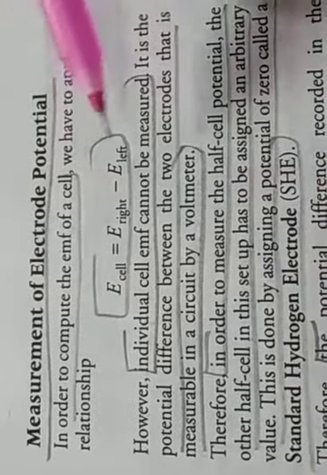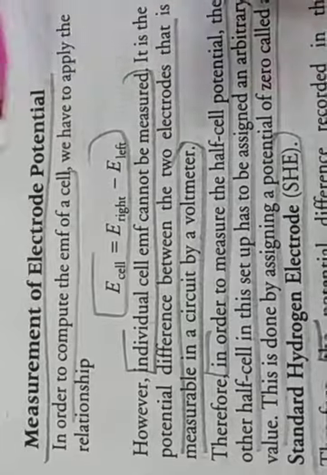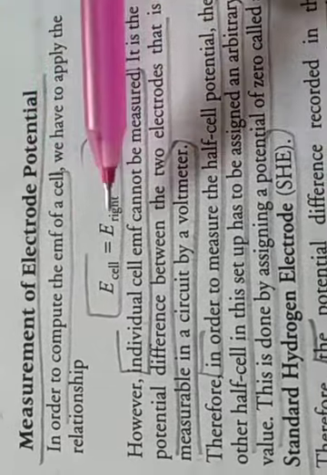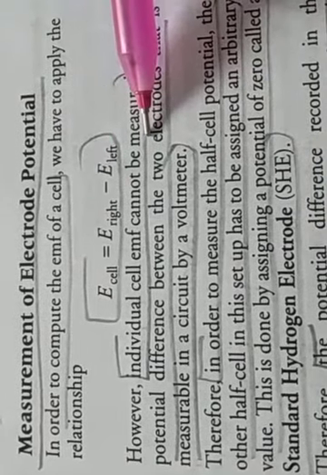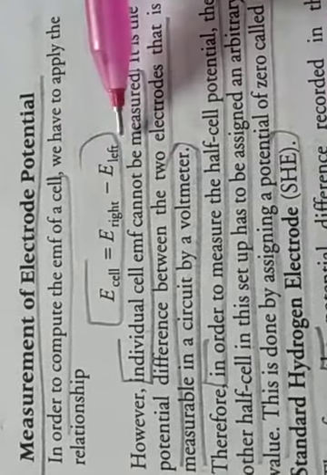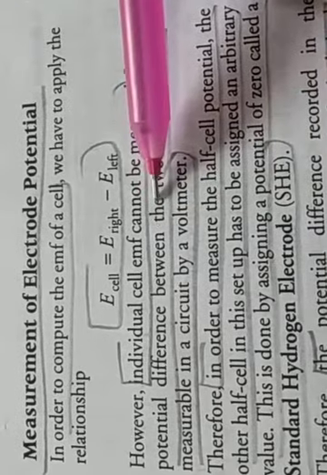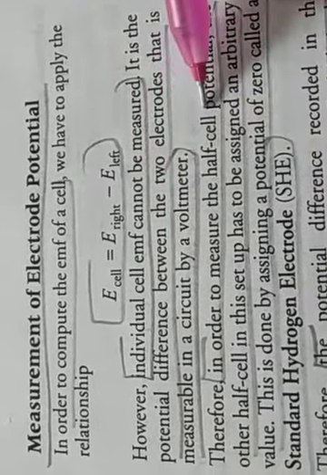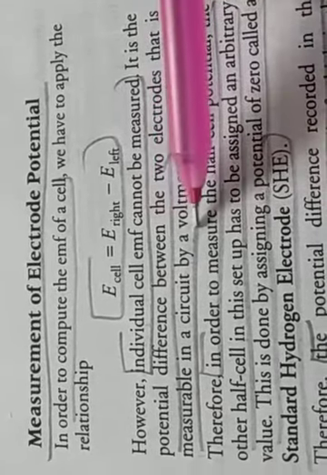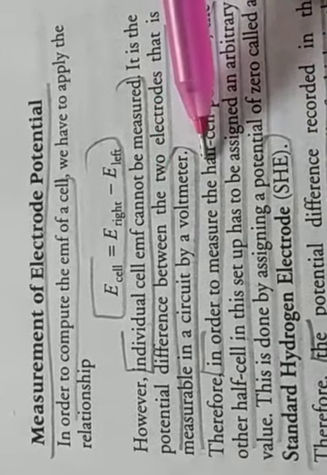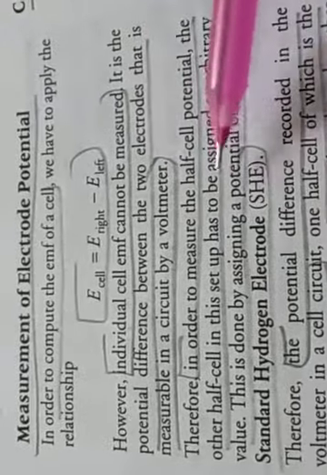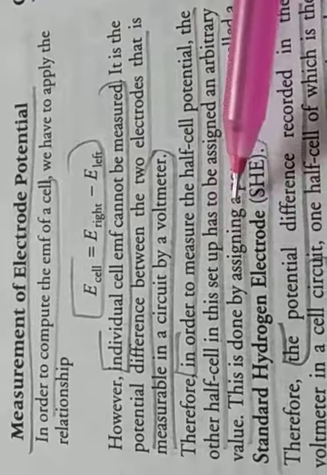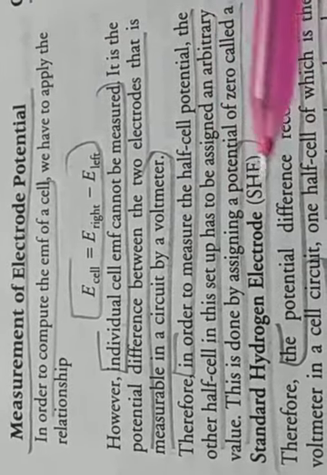The next topic is measurement of the electrode potential. To compute the EMF of the cell, we write E cell is equal to the right hand side minus the left hand side potential, so E right minus E left. But individual electrode potential cannot be measured. The potential difference between the two electrodes is measurable in a circuit by a voltmeter. Therefore, in order to measure a half cell potential, the other half cell in this setup has to be assigned an arbitrary value.